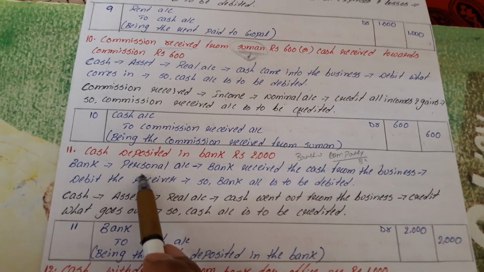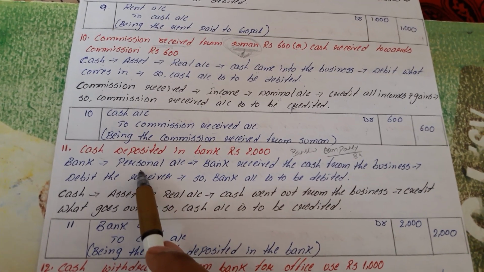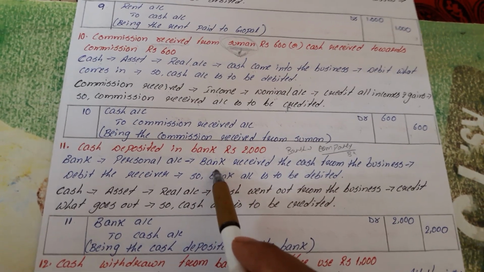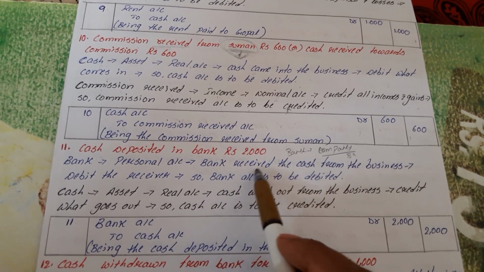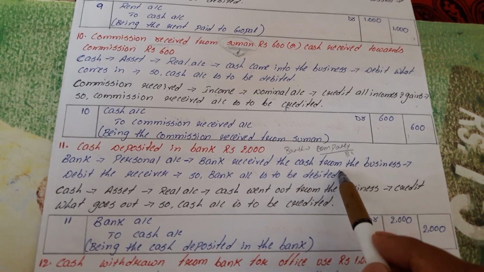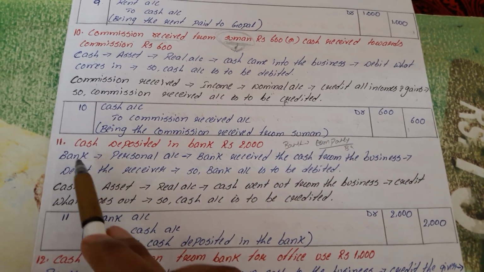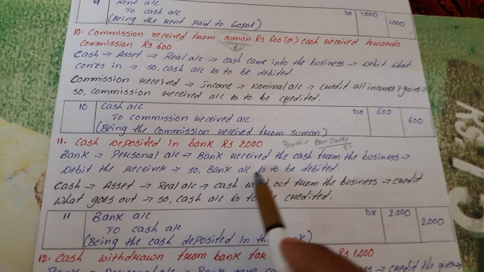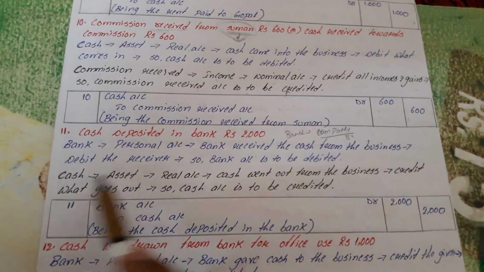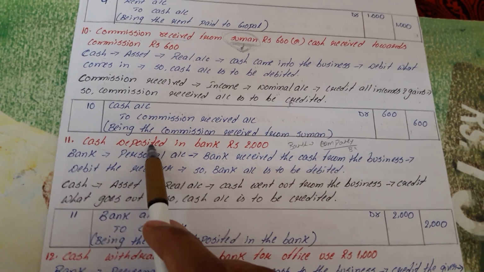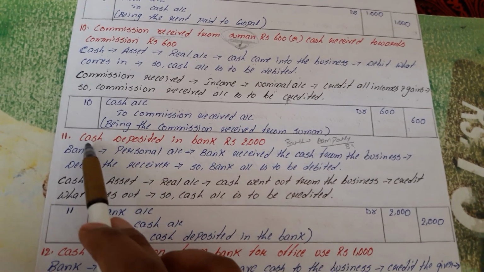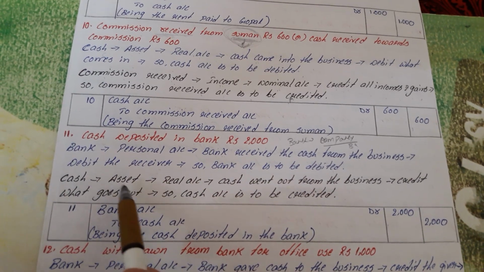So bank is a company name, and it comes under personal account. According to that, whether the bank is a receiver or giver: the bank has received cash from us, so the bank received the cash from the business. So the bank is a receiver, so debit the receiver. So the bank account is to be debited. Next, cash: what the bank has received is cash. So cash is an asset.